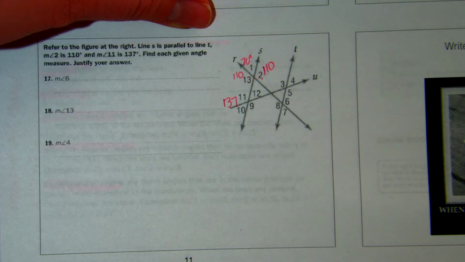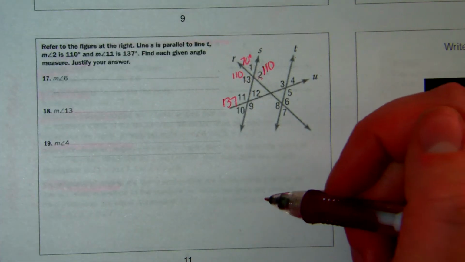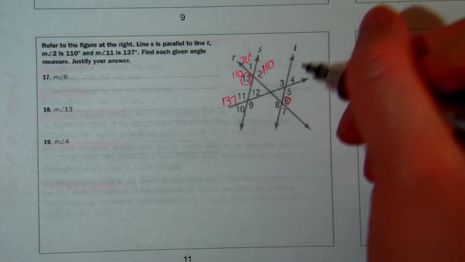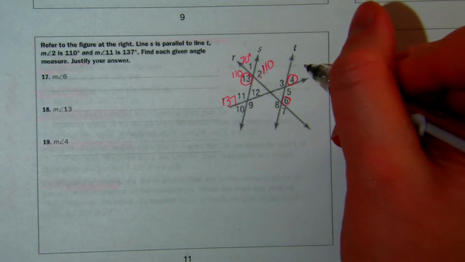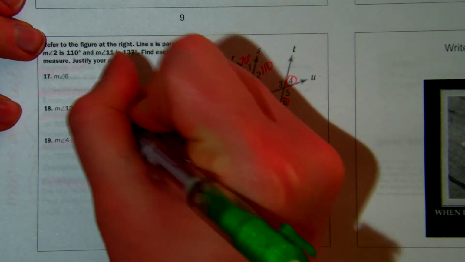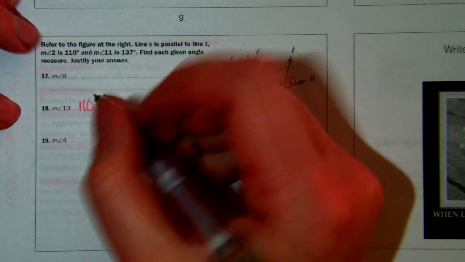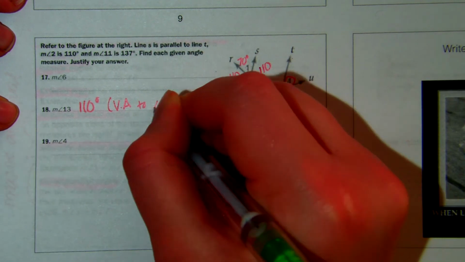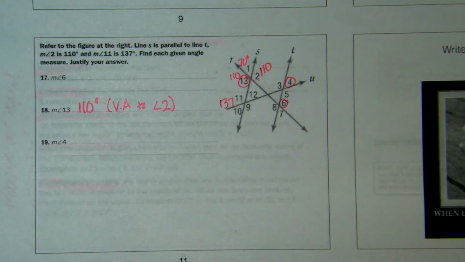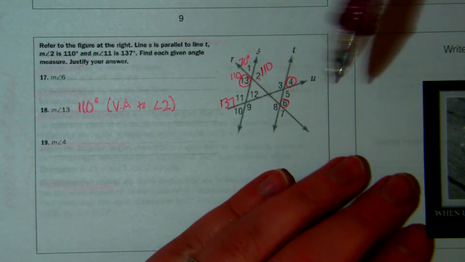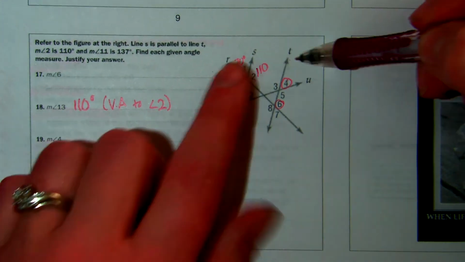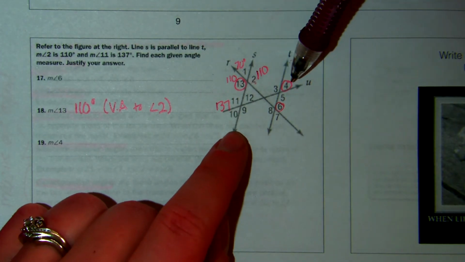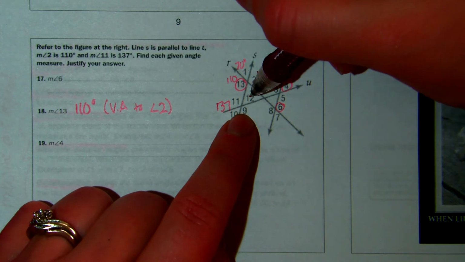I can use some other knowledge here. What do I need to find? 6, 13, and 4. Well, we know 13 is 110 degrees, and that was vertical angles. Vertical angle to angle 2. Okay, so what else do we need to know? Let's see. So these ones are parallel lines. This one's kind of in our way. Well, if we know 4, if we can find 12, 12 and 4 correspond.